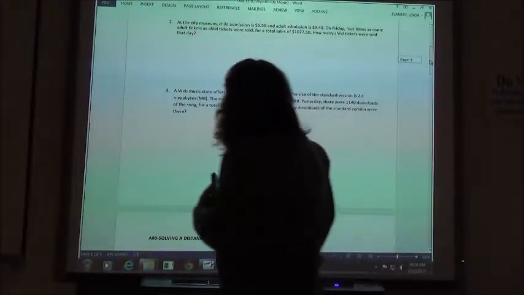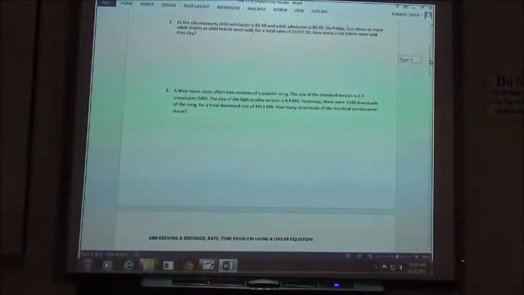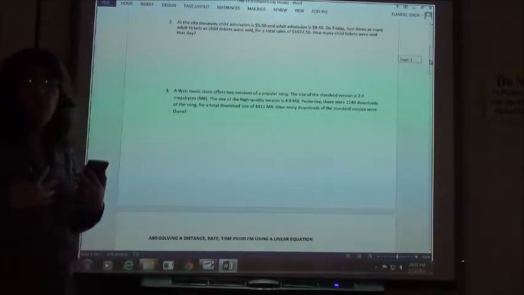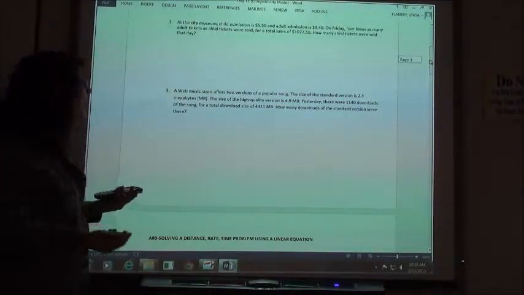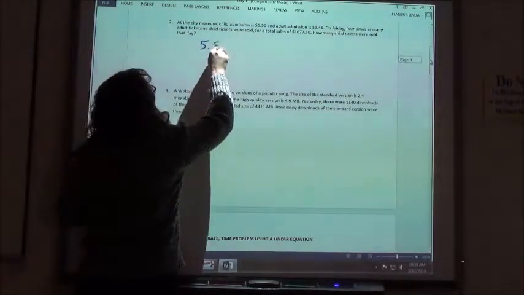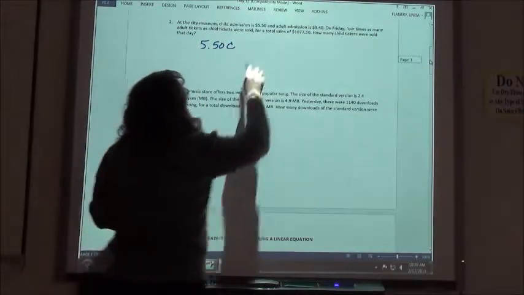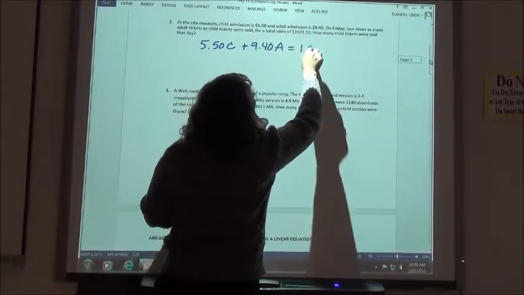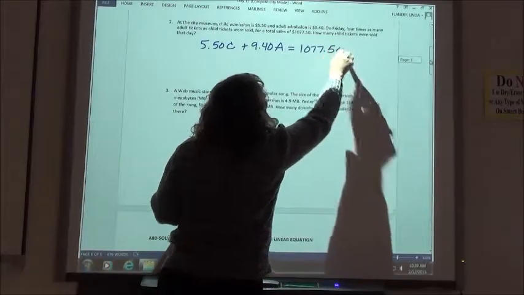Number 2, at the City Museum, child admission is $5.50 and adult admission is $9.40. On Friday, 4 times as many adult tickets as child tickets were sold, for total sales of $1,077.50. How many child tickets were sold that day? So again, we've got 2 variables. We have to do 2 equations. One will have to do with my costs. $5.50 for every child ticket and $9.40 for every adult ticket, and we brought in $1,077.50.